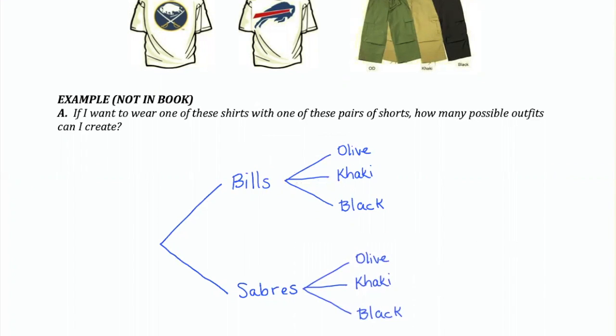So here's my completed tree diagram. I can see how many possible outfits there are by counting the number of end branches. 1, 2, 3, 4, 5, 6. So there are 6 possible outfits. And if I wanted to list the sample space, I could in fact do that and list, okay, I could wear Bills with olive shorts, Bills with khaki, Bills with black, etc.